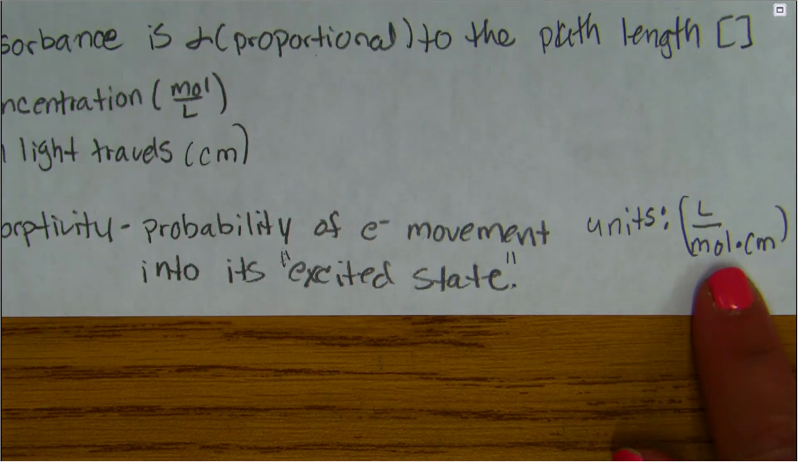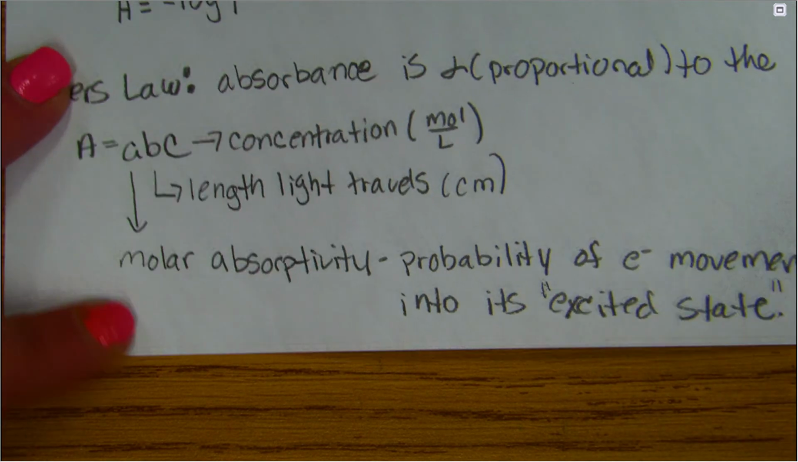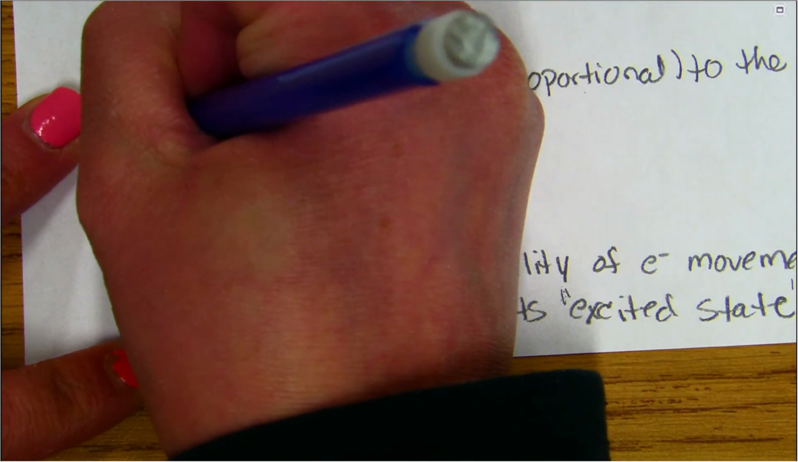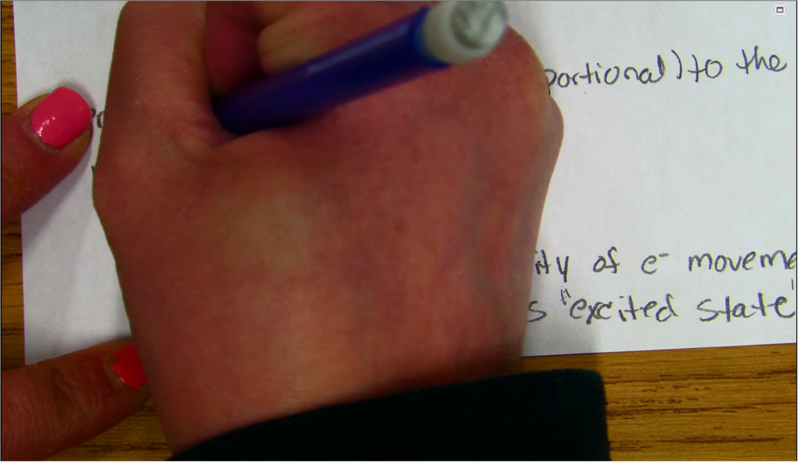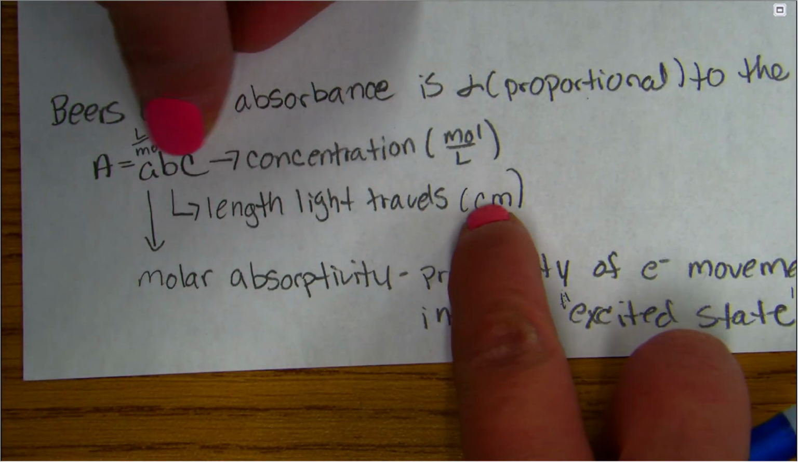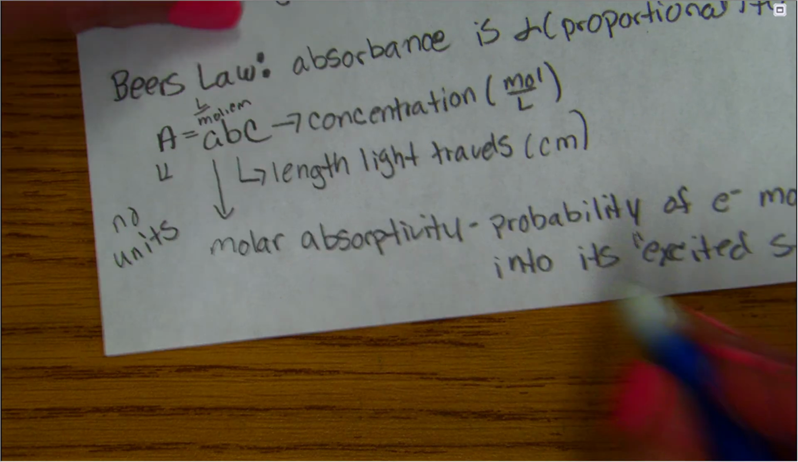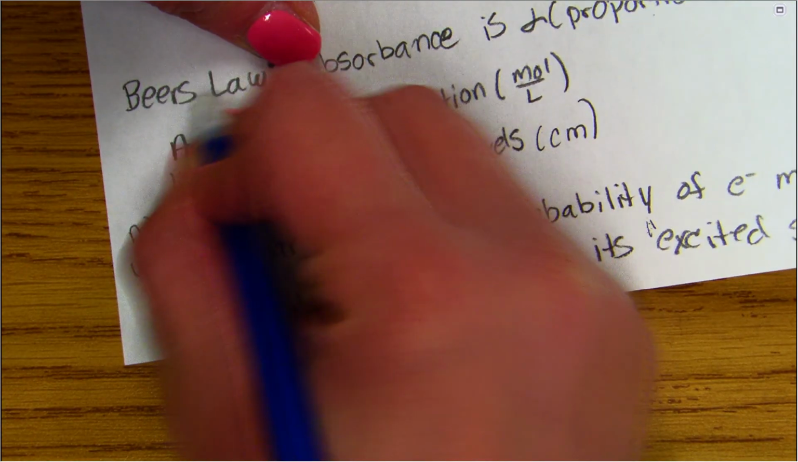So if we look here, liters over mole centimeter, okay? Centimeters cancel, moles cancel, liters cancel. So this absorption has no units. So my big A has no units because they all cancel out.